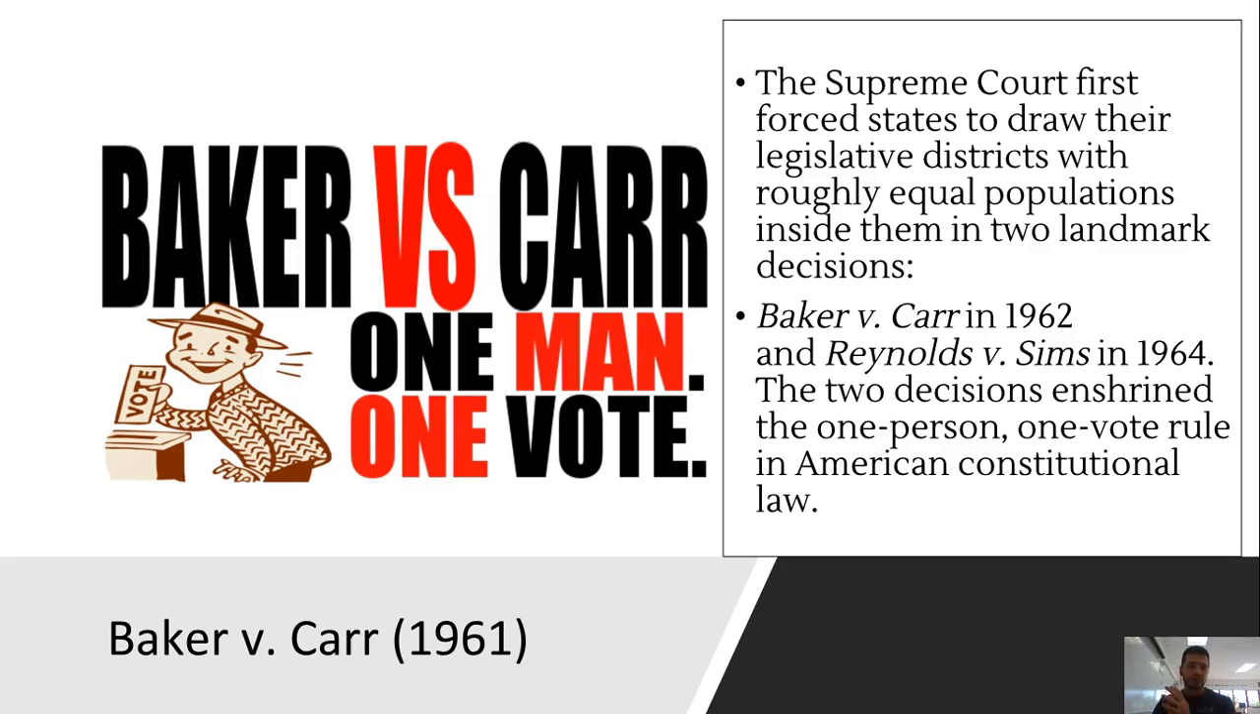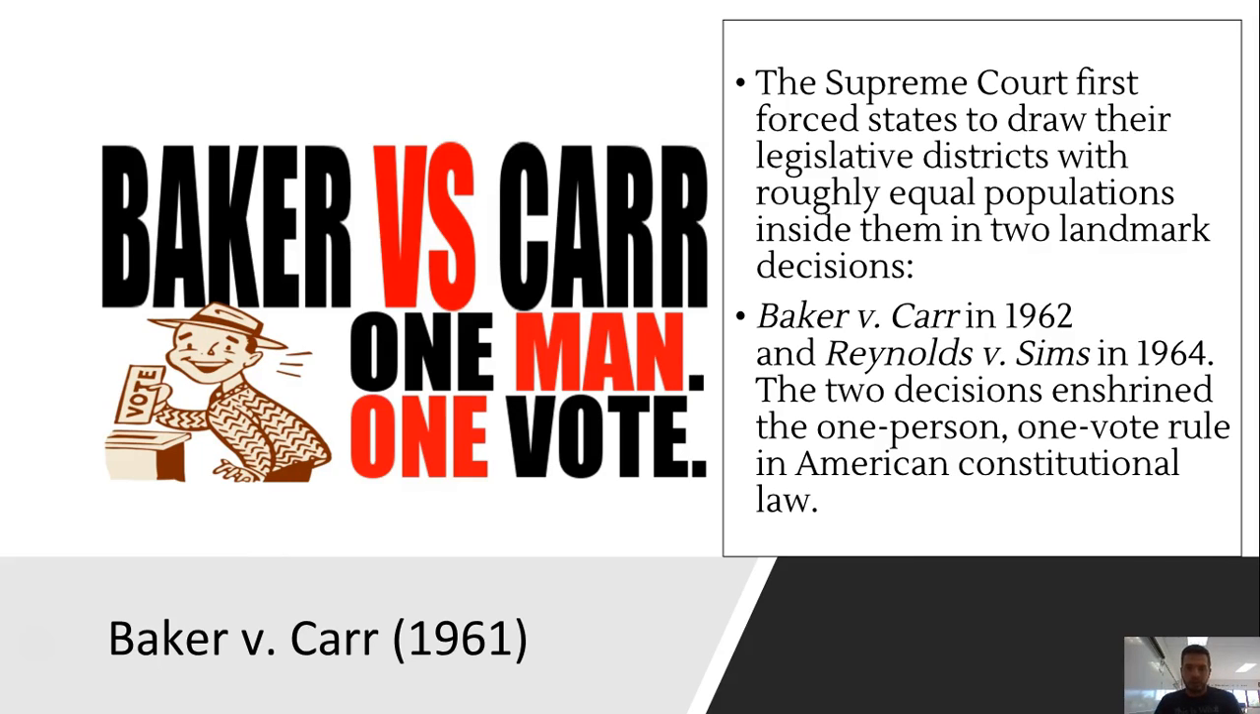So the first one was Baker v. Carr, and this is where they decided... We're going to talk a lot more about these in class. So the Supreme Court in Baker v. Carr in 1961 decided that the districts needed to have roughly the same amount of people. Baker v. Carr and Reynolds v. Sims were the ones that decided that. Baker v. Carr is the more famous one.